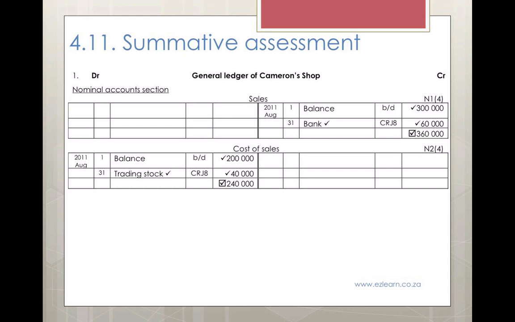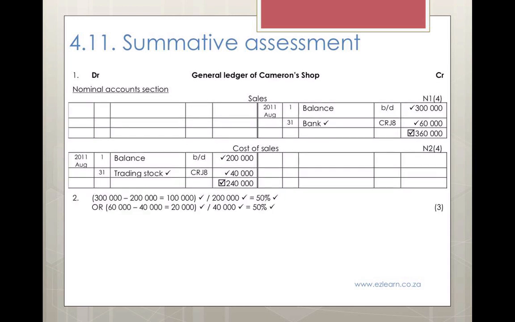The details trading stock is worth 1 tick. Remember your folio CRJ 8, and the amount is 40,000 on the debit side for 1 tick. Your subtotal is a method mark for 240,000. You can then answer the questions. The first question is number 2.